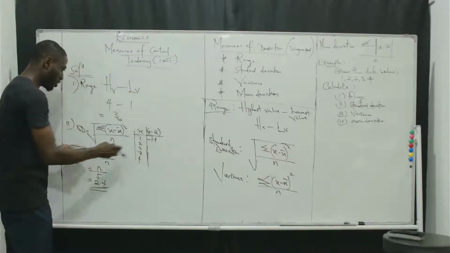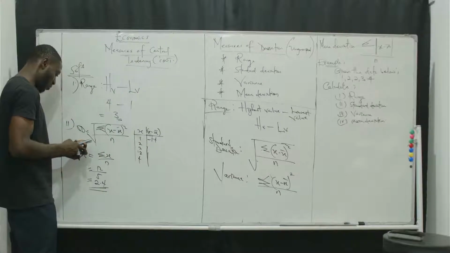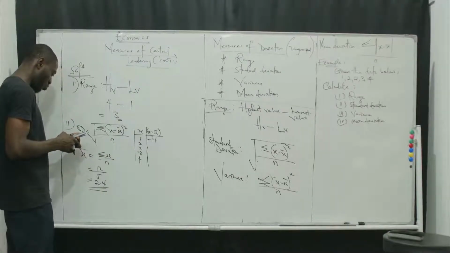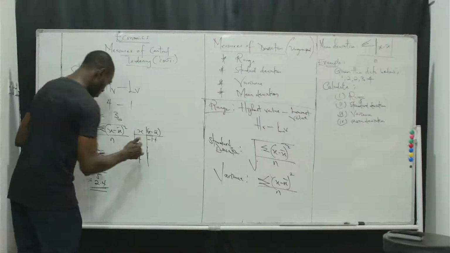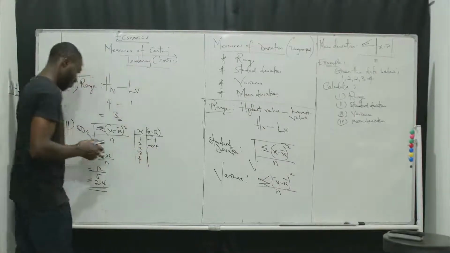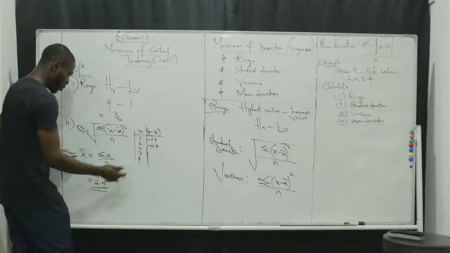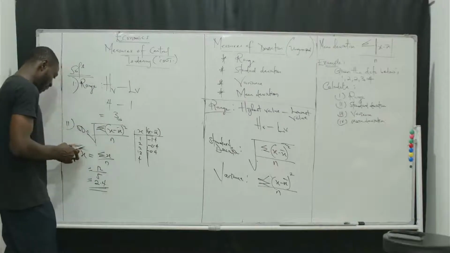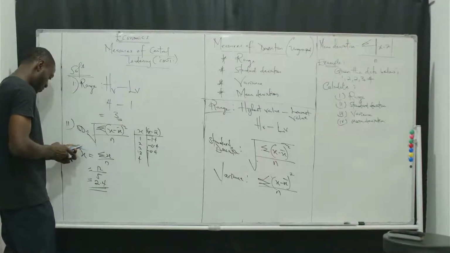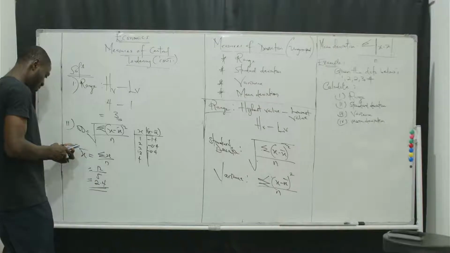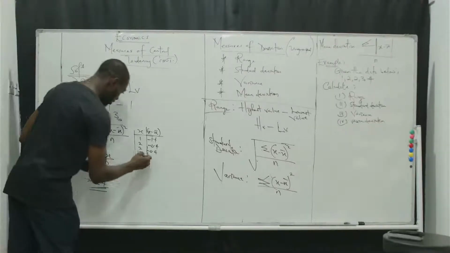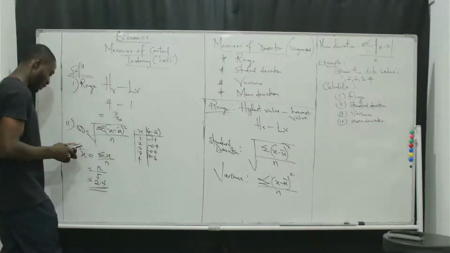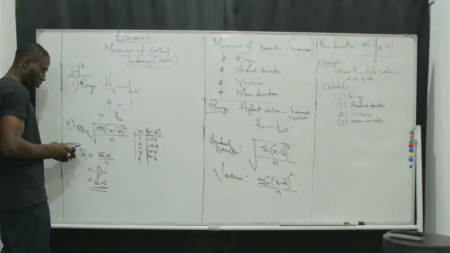Okay. So the next thing, 2 minus 2.4, and that will give us minus 0.4. Then this one, 2 minus 2.4 again, minus 0.4. Then 3 minus 2.4, 3 minus 2.4, and that is 0.6. Then 4 minus 2.4.